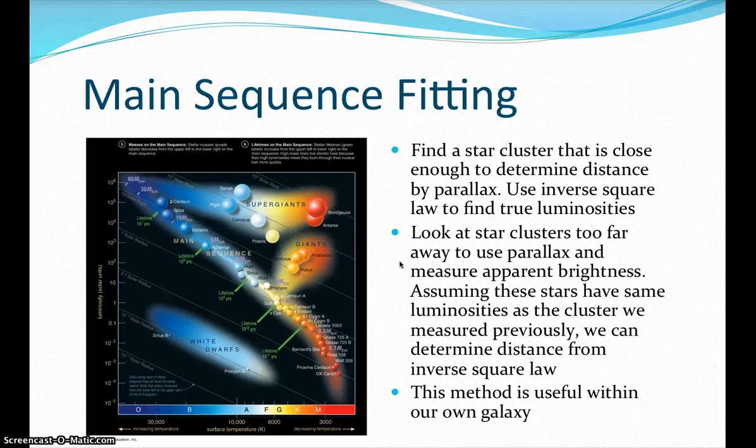Then we find another star cluster that's too far away to use parallax. But what we do is we compare the apparent brightness of that star cluster to the one that we already know about. So the cluster that we already measured the distance to is the one that becomes our standard candle. If we compare the brightness of the two clusters, we can figure out how their different distances are related. This makes a little more sense when we have a concrete example, so let's take a look.